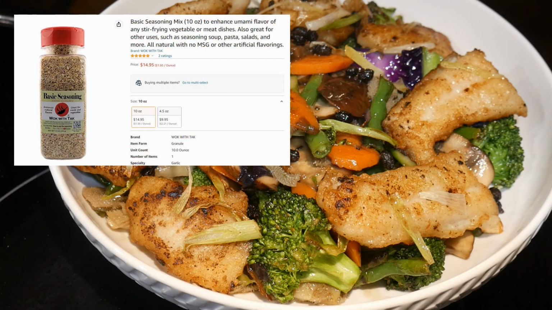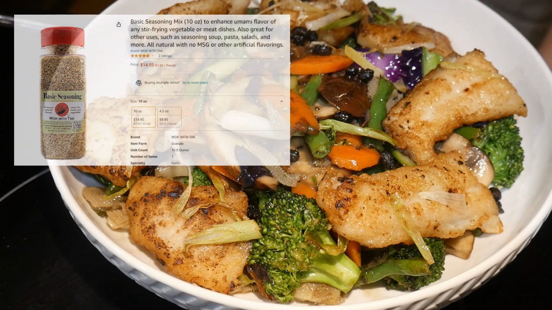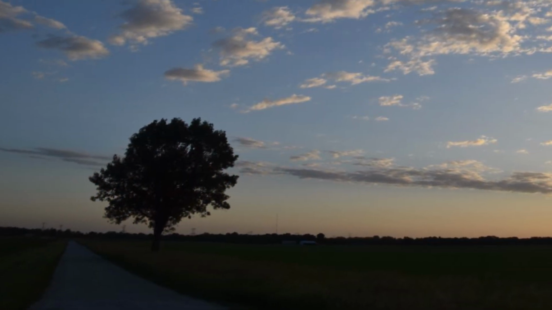Okay, so with template-based cooking, really the sky is the limit. Your imagination is your only restriction.